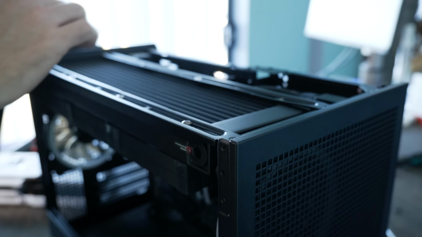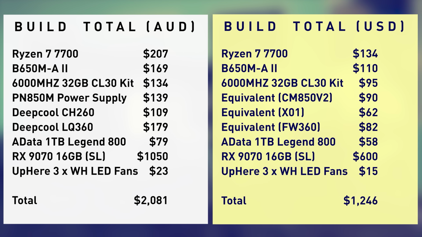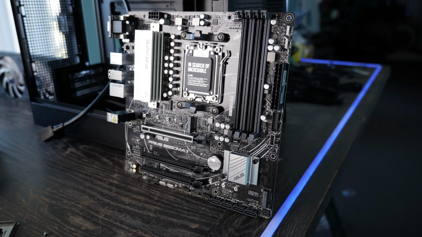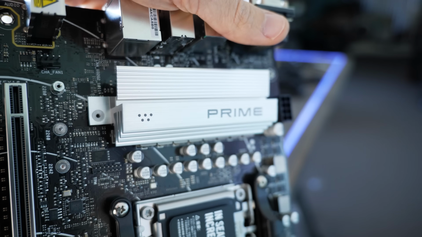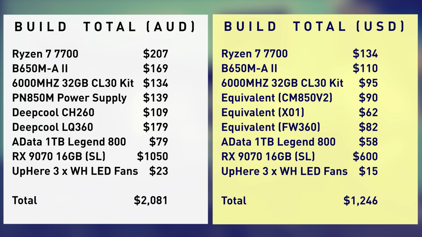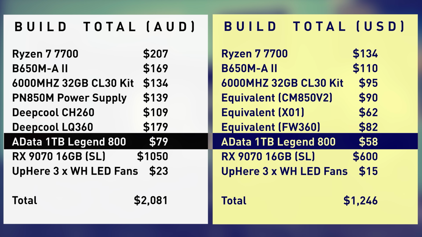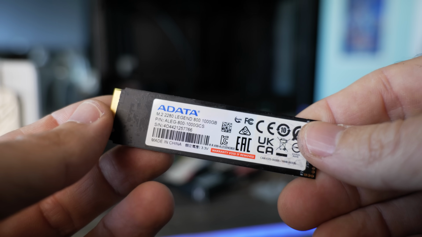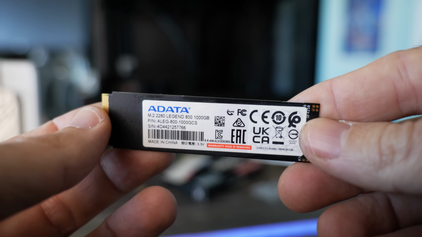But for the other parts in this build, we're going with a budget B650M-A motherboard. It's not PCIe Gen 5, unfortunately, so if you've got a few extra bucks, you may have to look for something that's PCIe Gen 5. I just found this one on sale for a pretty good price. But then we've also got a 1TB drive from ADATA, the Legend 800, which is a really inexpensive Gen 4 PCIe NVMe drive. And last but not least is the power supply, which is the PN850M.